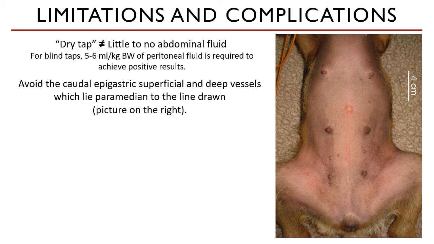Also, you must avoid the caudal epigastric superficial and deep vessels, which lie paramedian to the linea alba, as shown on the picture on the right.